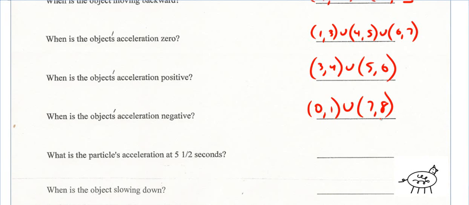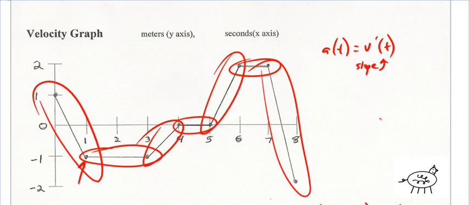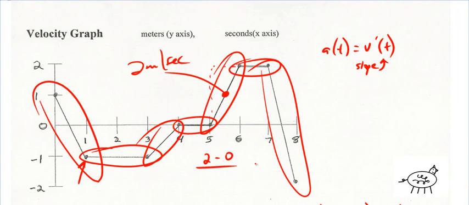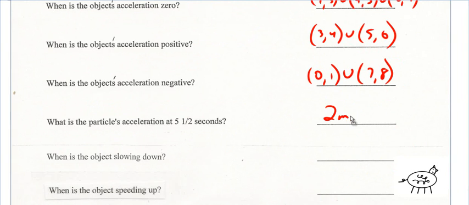Okay, what is the particle's acceleration at 5.5 seconds? Well, isn't 5.5 seconds right at this point here? It's right on the line there, right? We're looking for the slope. I'm asking you what the object's acceleration is, so what is the slope at that point? Well, the slope is 2 meters per second, because it's up 2 over 1. Or you could just find the slope: 2 minus 0 over 6 minus 5, which gives you 2 over 1, which is 2. It's positive 2. So let's put that in there: 2 meters per second squared, of course, because it's acceleration.